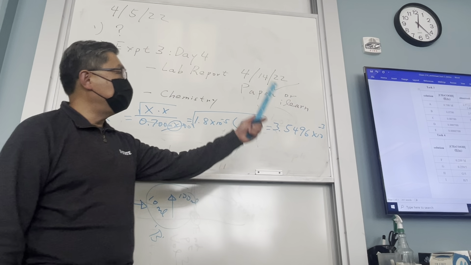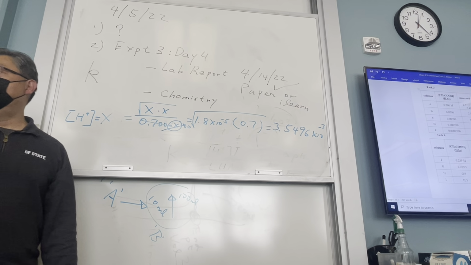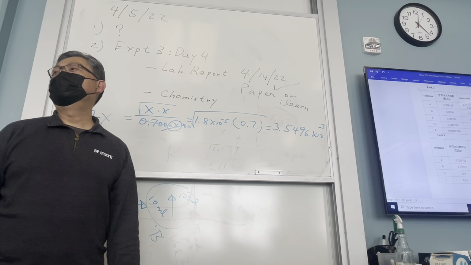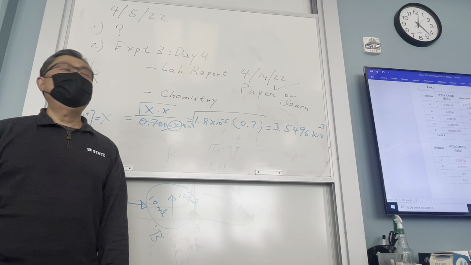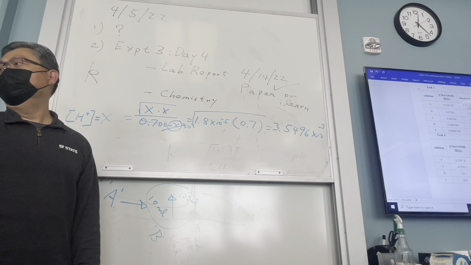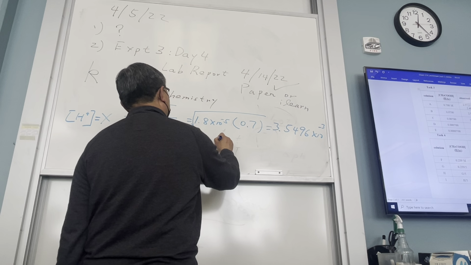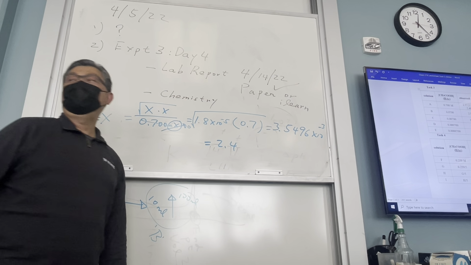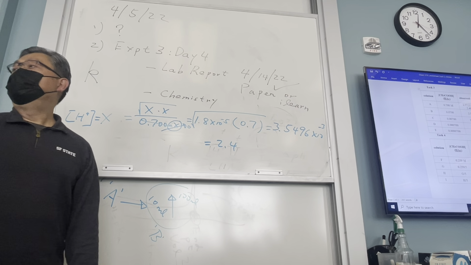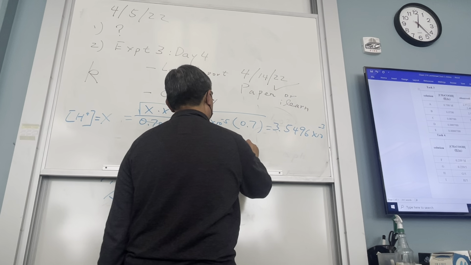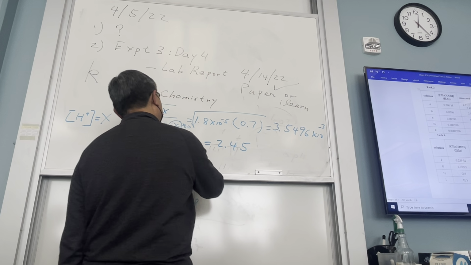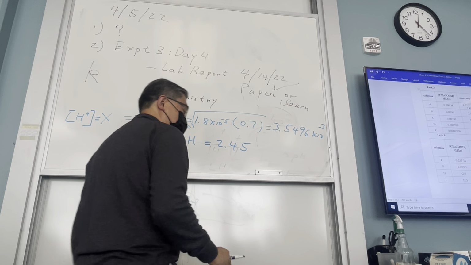But we want to do the pH, so log of that number times minus 1, so it's equal to 2.4449, so I just round it to 2.45. So that's your pH.